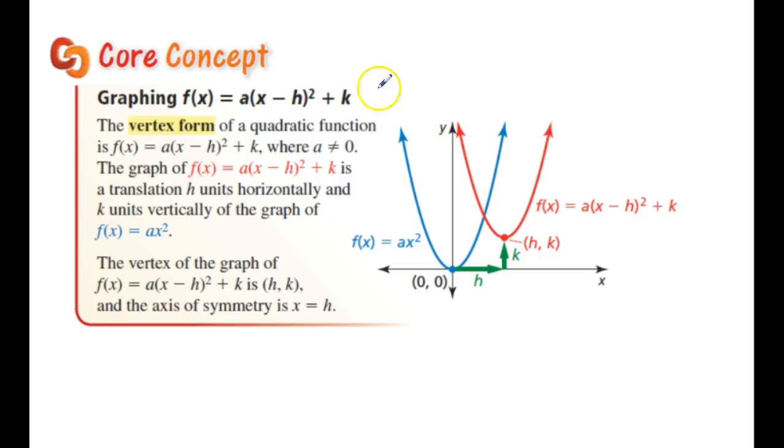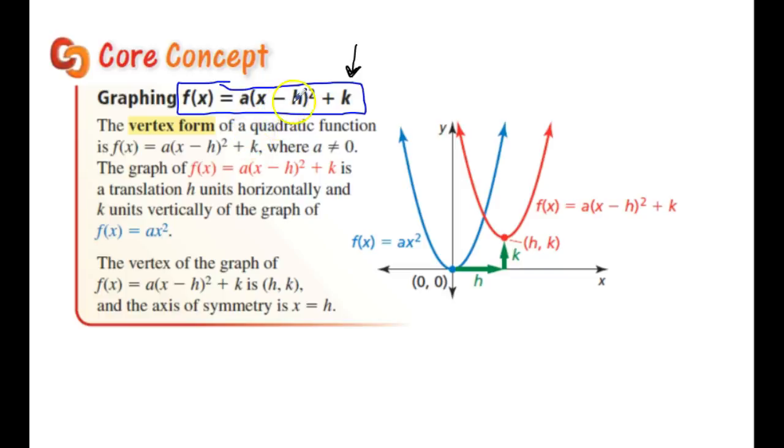So now here's our third learning target, and you'll see the one thing that I've added here is this k value. This k actually helps us with our vertex a lot. So this is called the vertex form. This is the vertex form of a quadratic function.